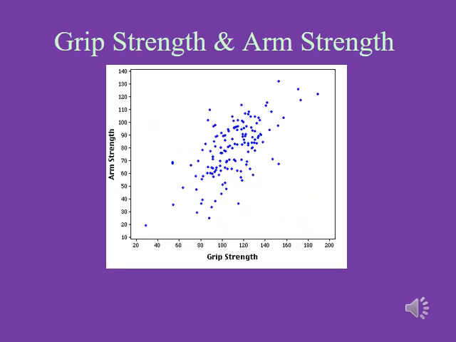Another scatter plot here that's looking at grip strength and arm strength. And the basic idea is the stronger you are on one of those measures, the stronger you're likely to be on the other measure. Again, it's not a perfect correlation. It's kind of all over the place, but the general trend is upward.